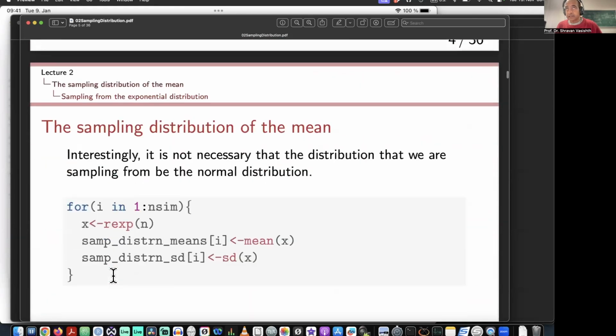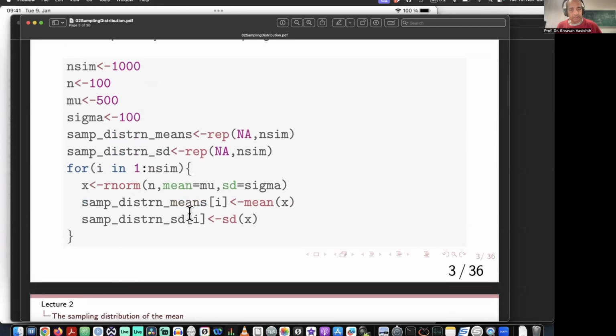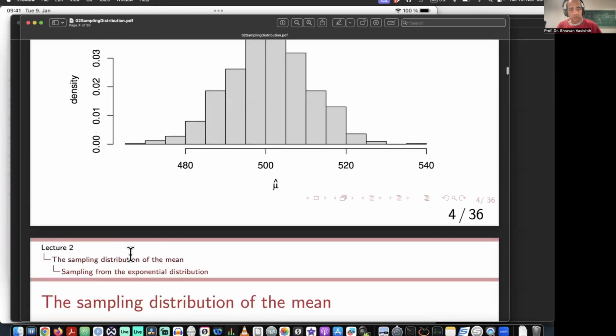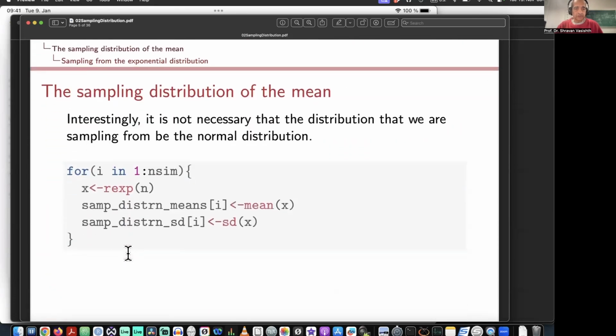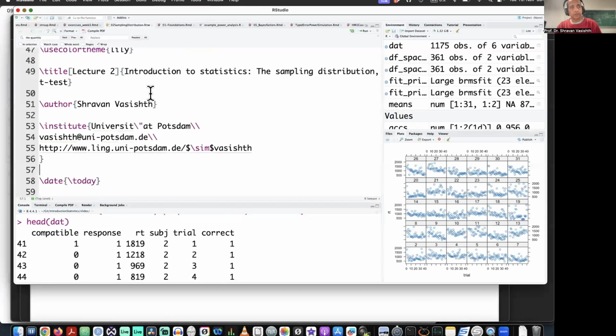What's interesting about this is that earlier, in this simulation here, I had sampled from the normal distribution. But let me now sample from a distribution that is not normally distributed. So I'm going to take samples from an exponential distribution. I'll show you what it looks like. An exponential distribution looks very different from a normal distribution, right?